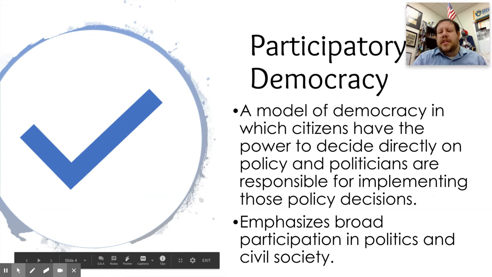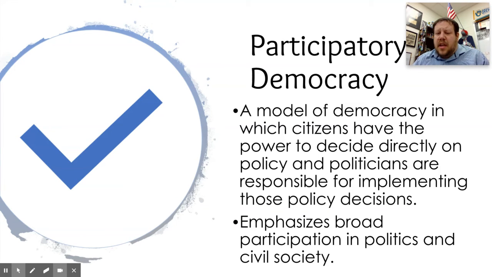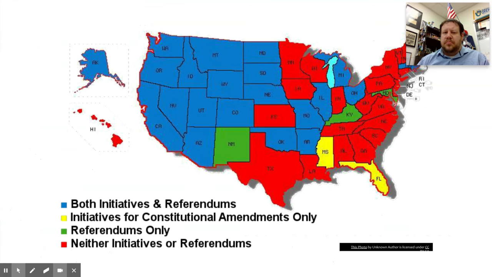So participatory democracy is where citizens decide directly on policy, and then the politicians implement those policies. So the people may vote directly through what's called a referendum on the policies themselves, right? So we may put a vote to everybody about what bills are going to happen, but then we vote for the people who actually carry those policies out instead. And so this is a lot of participation by the people. And so we call these initiatives and referendums.